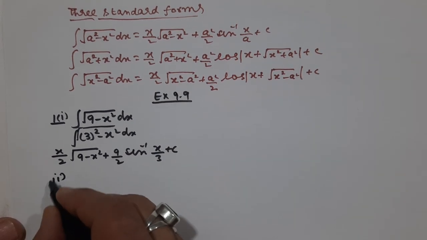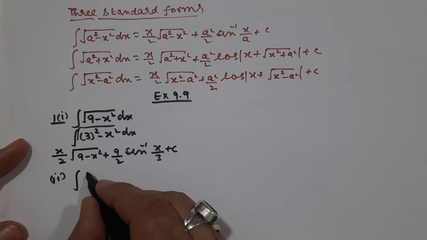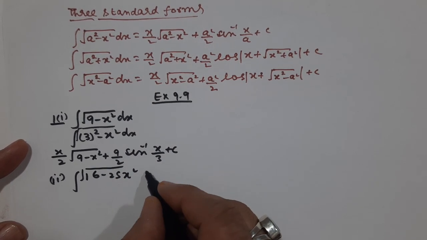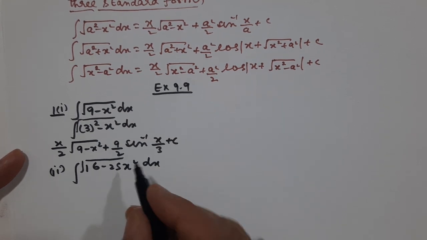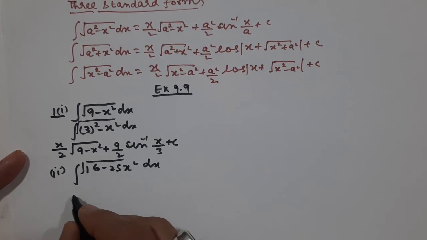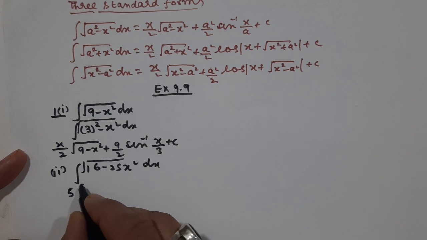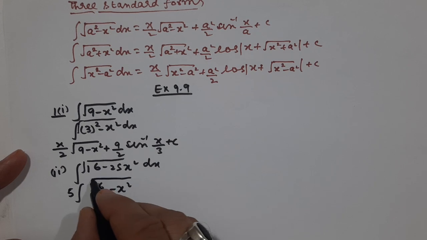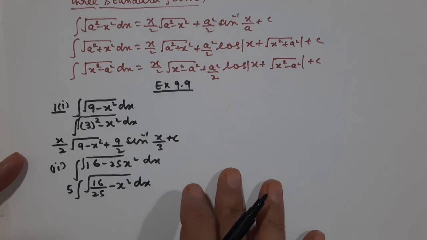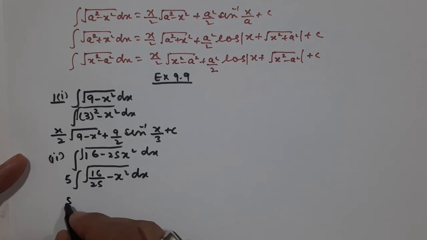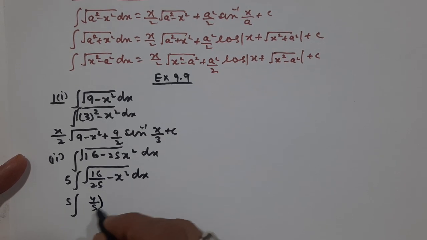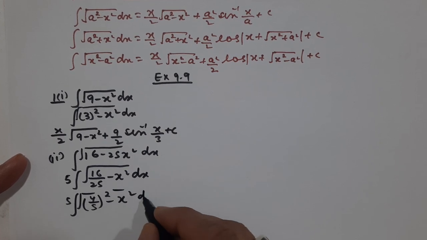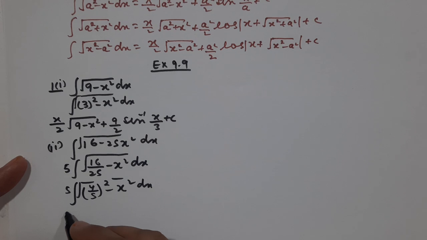Now similarly, let us do the second part. The question is integral of under root 16 minus 25 x square dx. Here the coefficient of x square is not 1, so taking 25 common outside the root, we get 5, and here we get under root 16 upon 25 minus x square dx. Now we can write 16 upon 25 as 4 upon 5 whole square minus x square dx. So here also we apply the first formula.